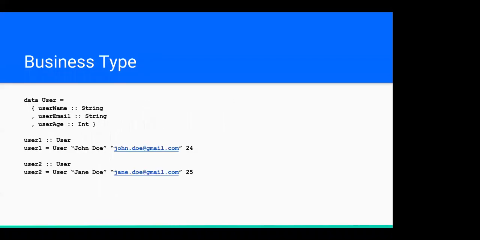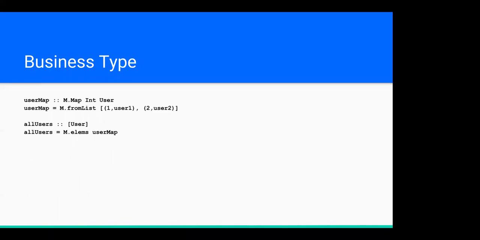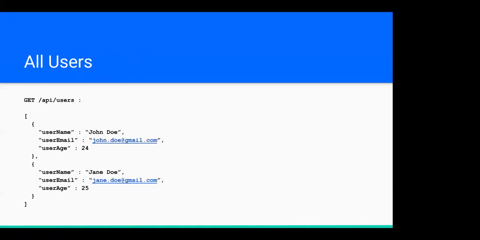Then we'll wrap up by talking about how Servant also makes it really easy for us to document our API. To start off, this will be a running example throughout the presentation. We'll just have this very simple user type. We have a name, email, and age, very straightforward, and a couple of sample users that compose our database. We just make a map, give them both an ID, and have a list for them. We'll be referencing this type throughout, so just keep that in mind.